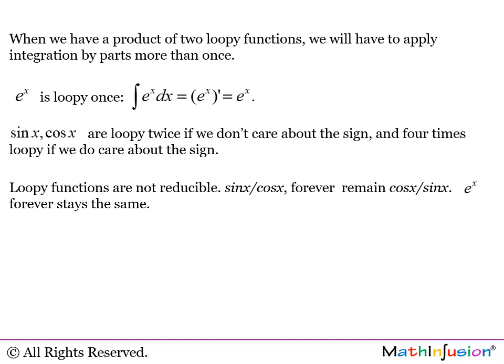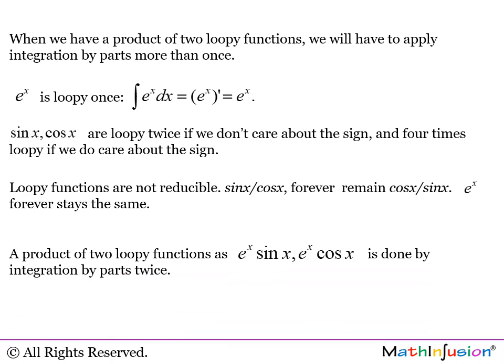Loopy functions are not reducible, obviously, because they are loopy. They stay almost the same: sine, cosine, cosine, sine. So a product of two loopy functions, such as e to the x sine x or e to the x cosine x, is done by integration by parts twice. Let's do such an example.